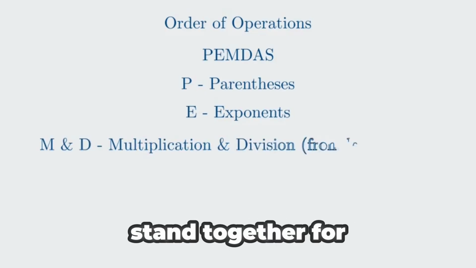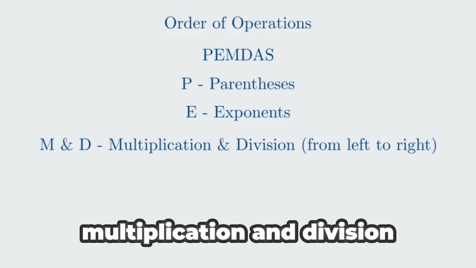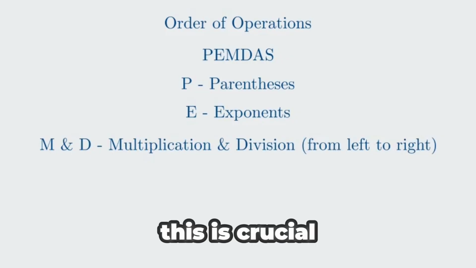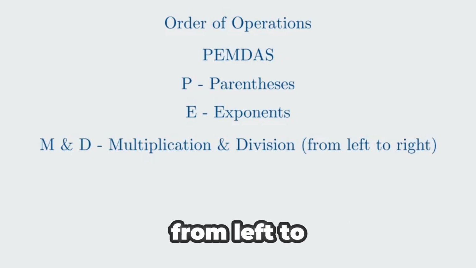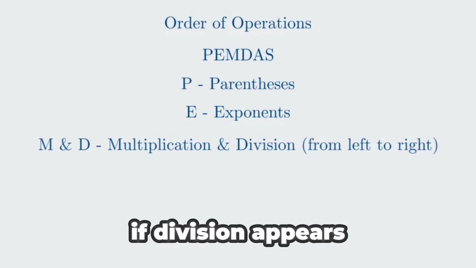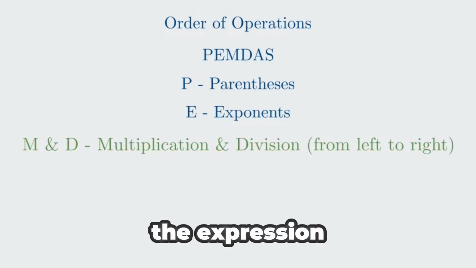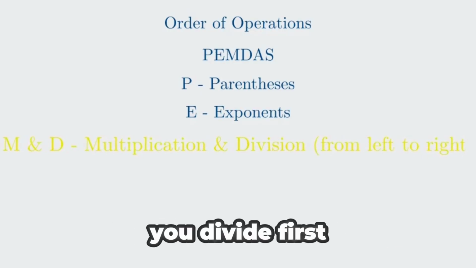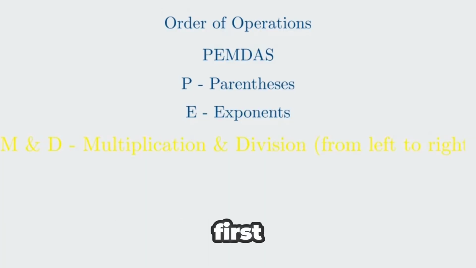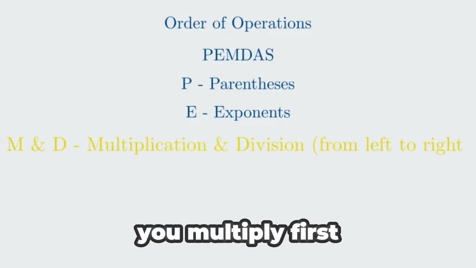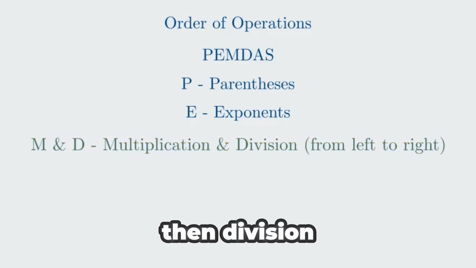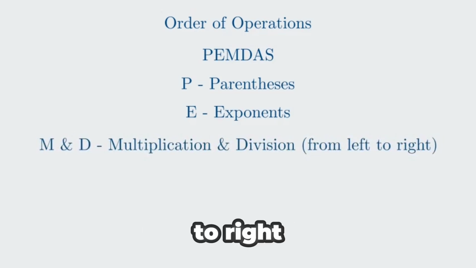M and D stand together for multiplication and division. This is crucial. You perform these from left to right. This means that if division appears before multiplication in the expression, you divide first. If multiplication appears first, you multiply first. It's not multiplication then division. It's whichever comes first from left to right.